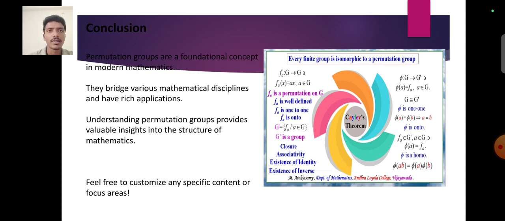Finally, the conclusion. Permutation groups are a foundational concept in modern mathematics. They bridge various mathematical disciplines and have rich applications. Understanding permutation groups provides valuable insights into the structure of mathematics.